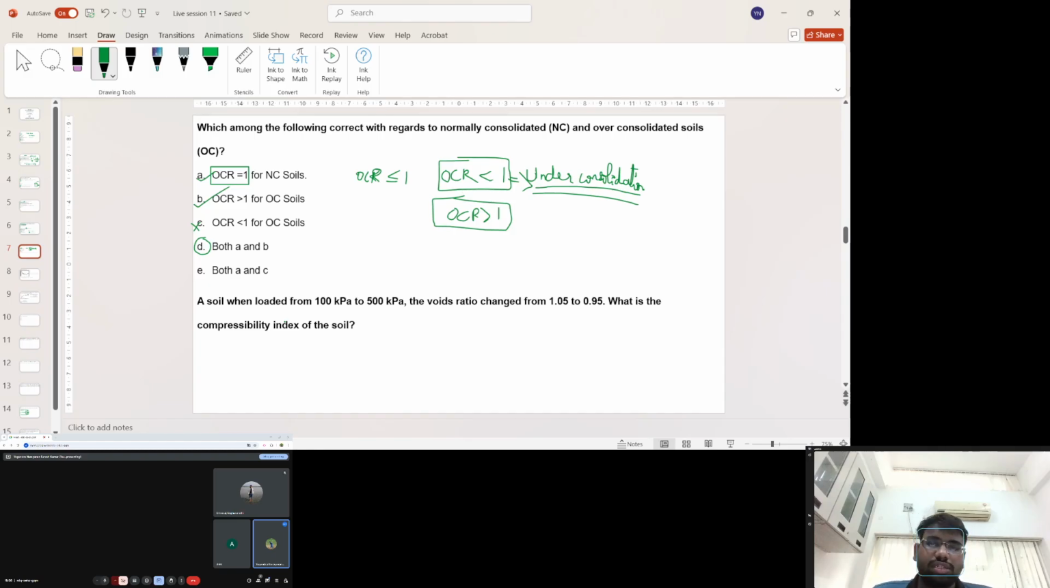So coming to the next question, a soil when loaded from 100 kPa to 500 kPa, the void ratio changed from 1.05 to 0.95. What is the compressibility index of the soil?